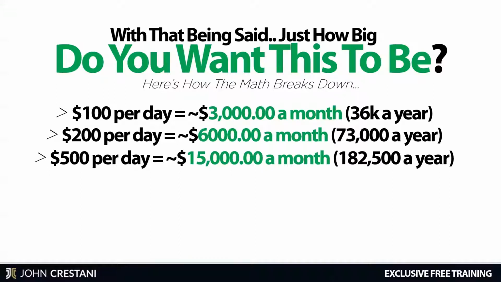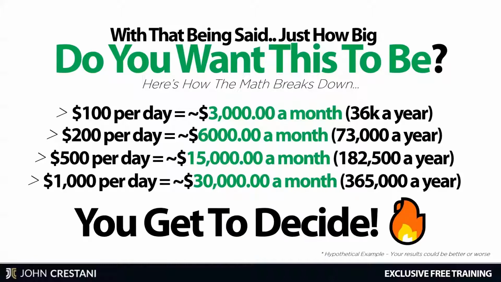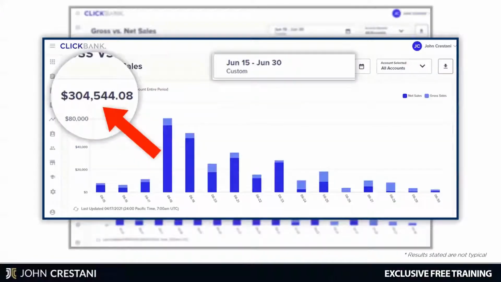$500 a day is $15,000 you're earning every single month. $1,000 a day is $30,000 you're earning every single month. You get to decide how much you want to work on this and how high you go.